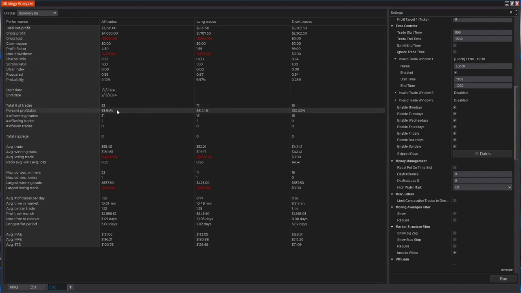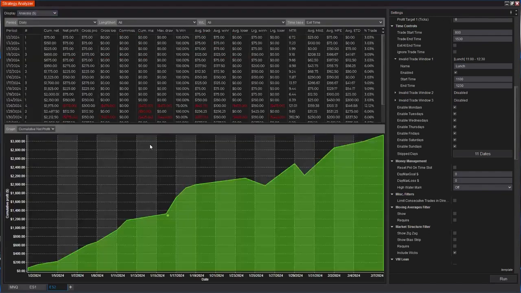So we've got 33 trades, 93% winning, $475 max drawdown, $3,150 profit. Let's go to the analysis. Looks great.